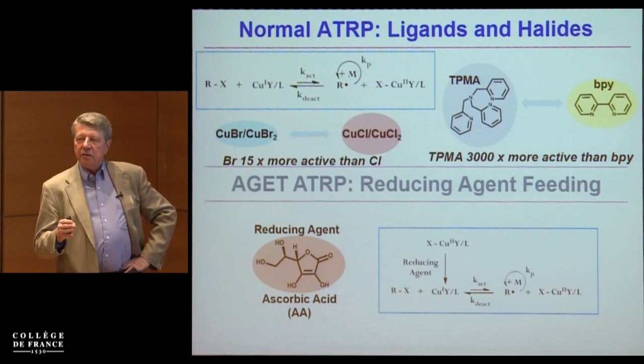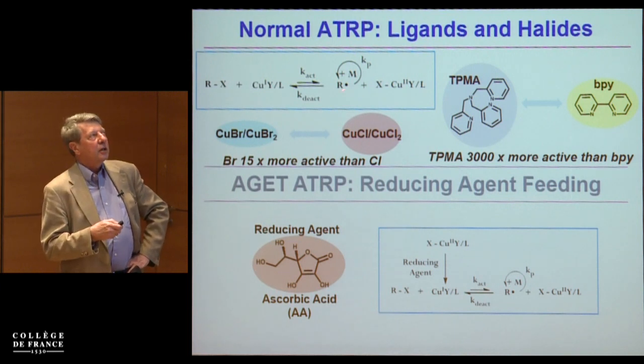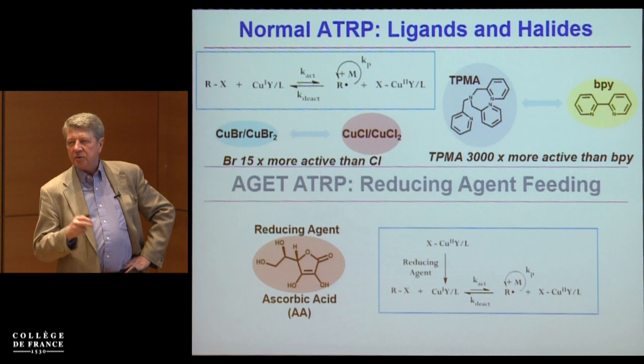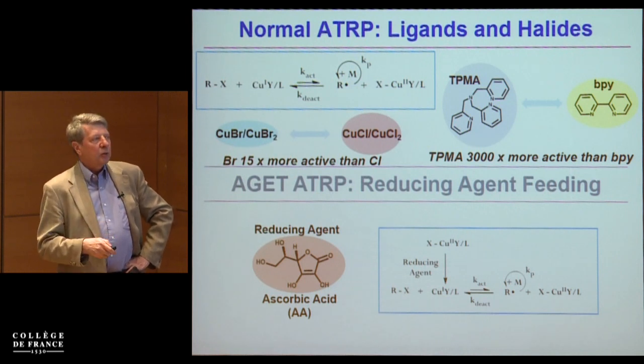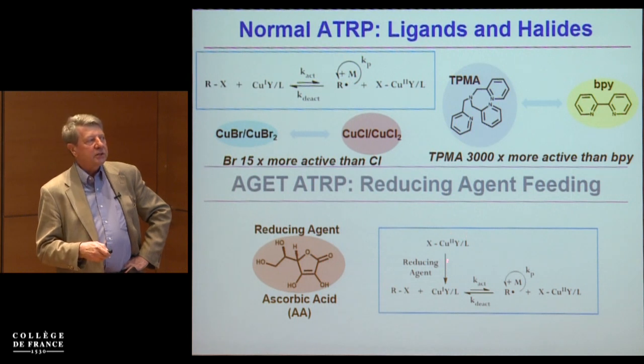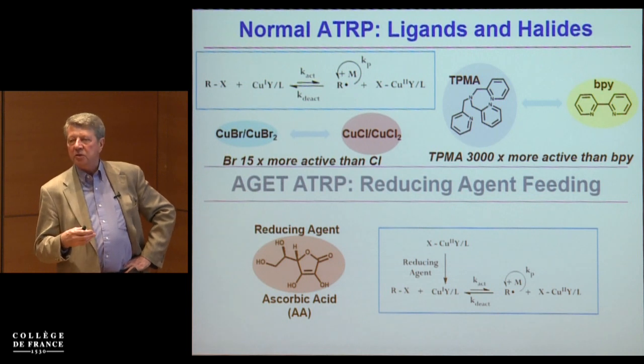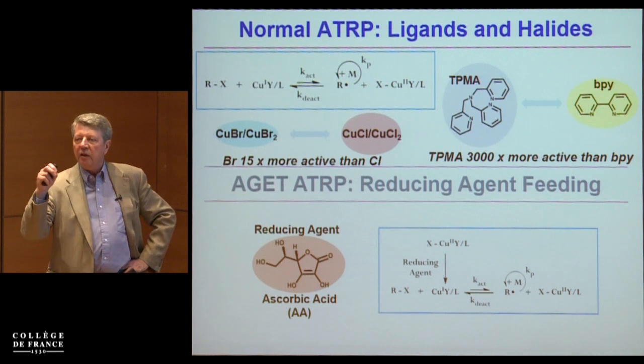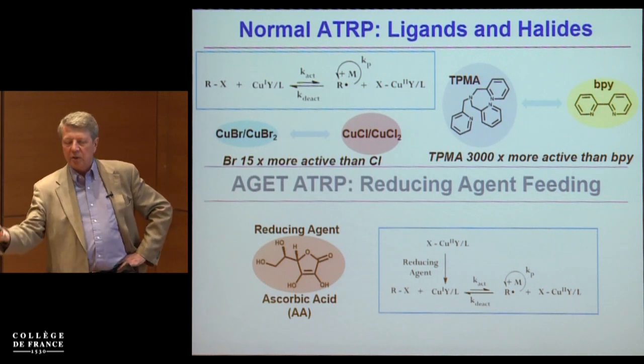So in a normal ATRP, we use enough copper-1, but because it's such an active system, we use a lot of copper-2 also, so a small amount of copper-1. In a second approach, we start only with copper-2, but this copper-2 will be reduced in situ using ascorbic acid as a reducing agent. So you start only with copper-2, you don't worry about any oxygen, then you add a little bit of ascorbic acid and polymerization should start.